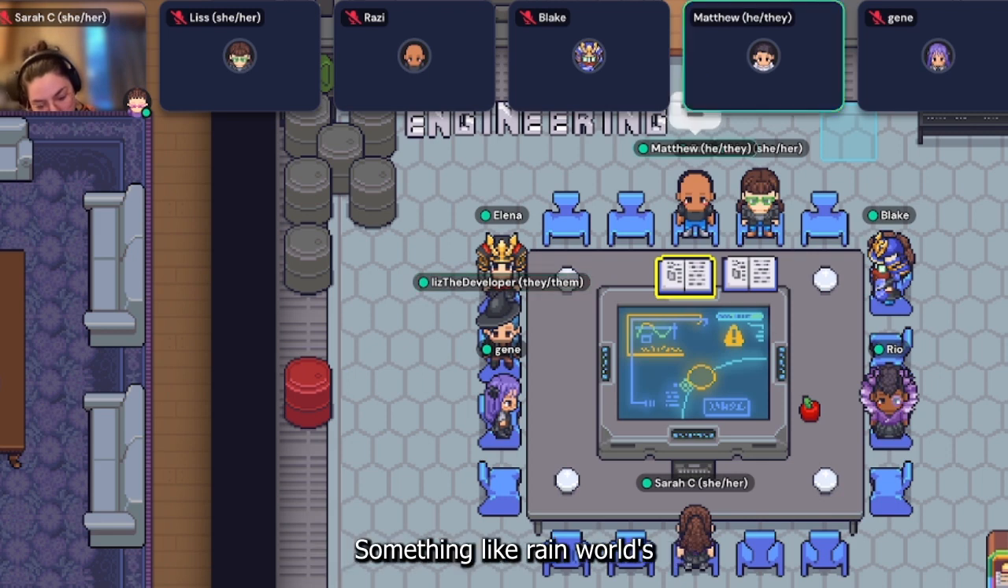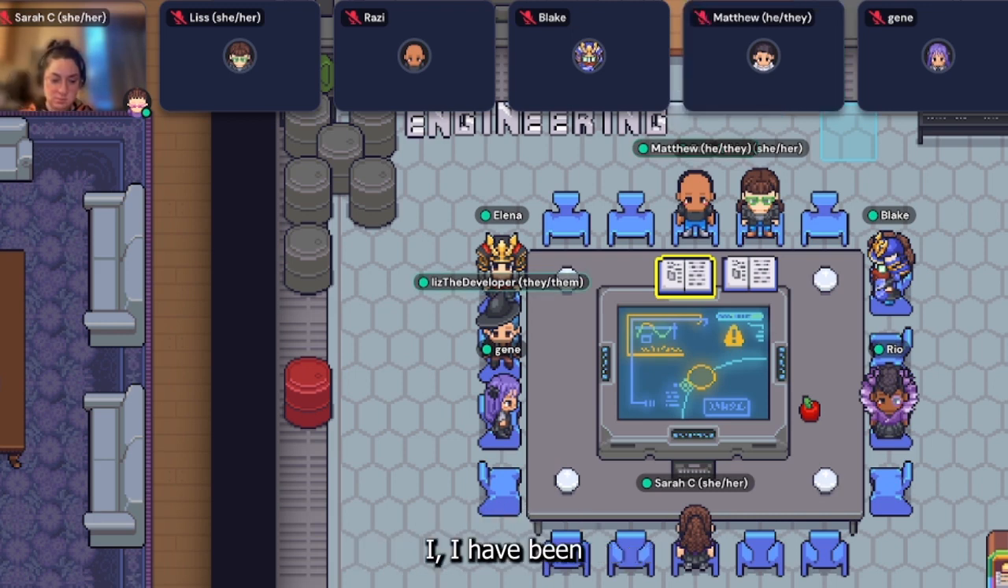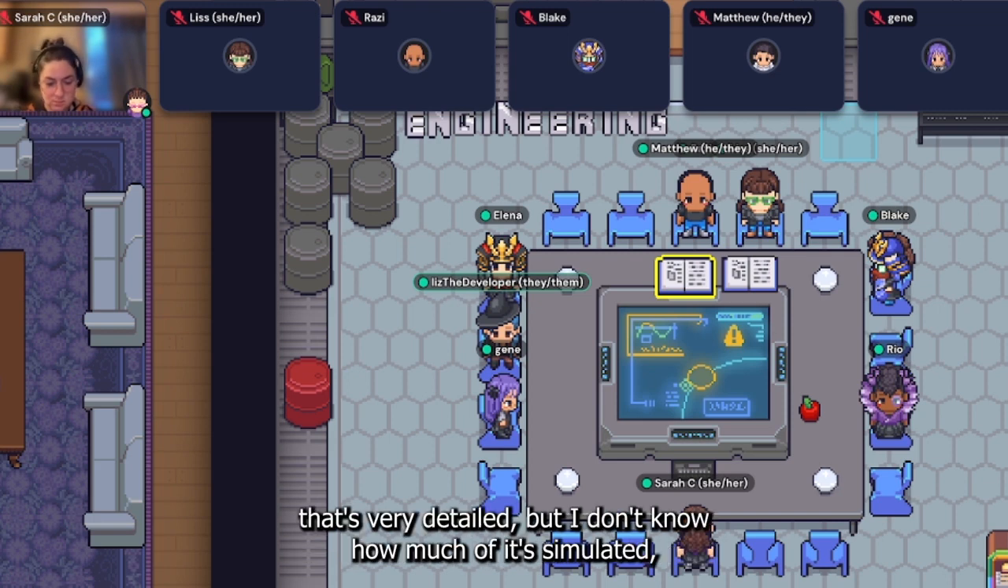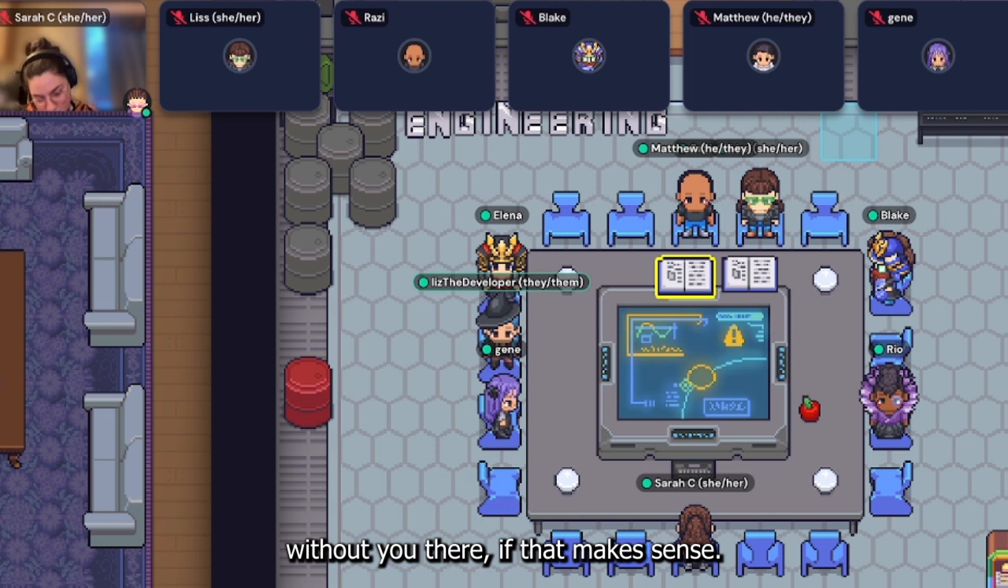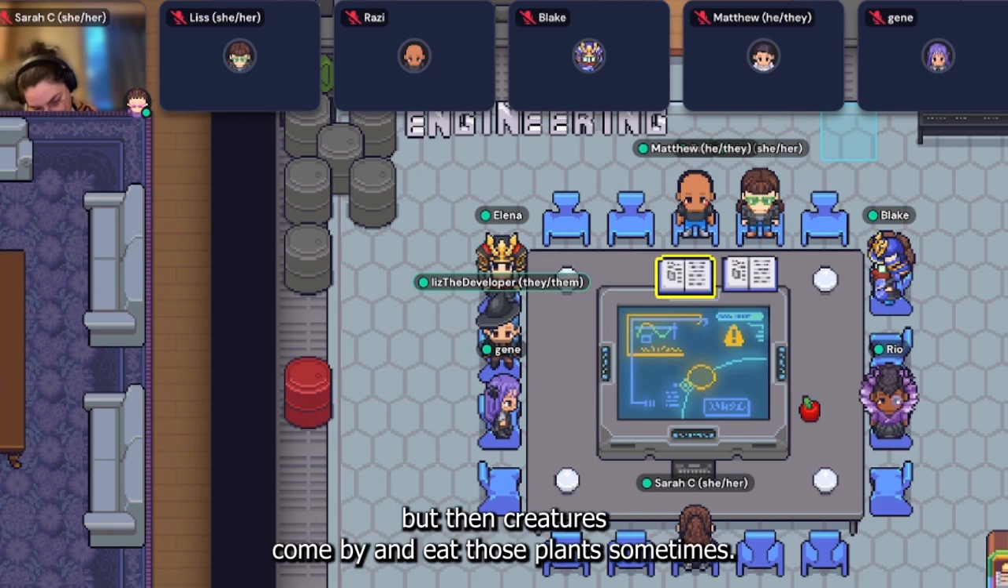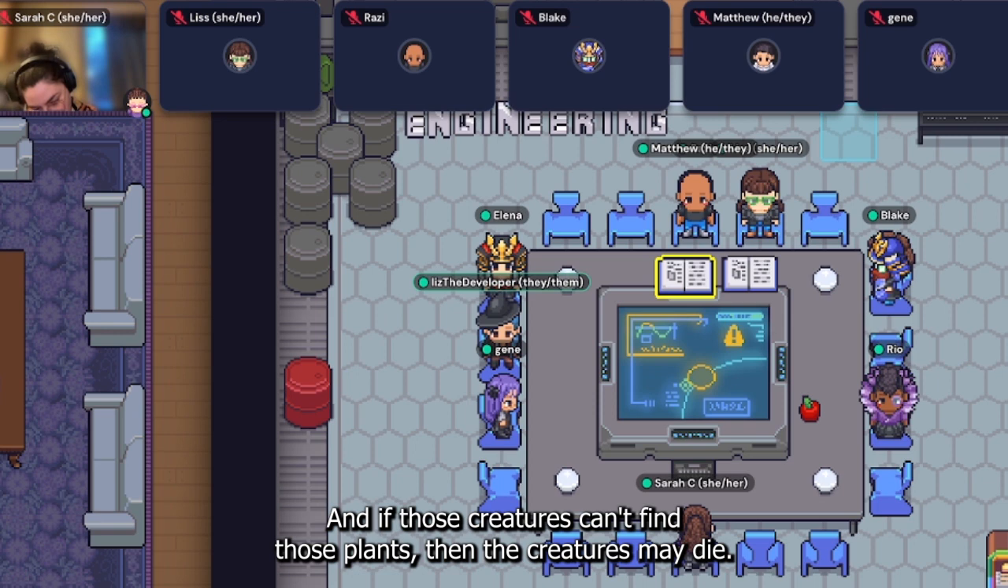Something like Rain World, would that fit in the same category, or something else? I have been reading that there is an ecosystem in Rain World that's very detailed, but I don't know how much of it's simulated without you there, if that makes sense. Like if moss grows or plants grow back, but then creatures come by and eat those plants sometimes, and if those creatures can't find those plants, then the creatures may die.